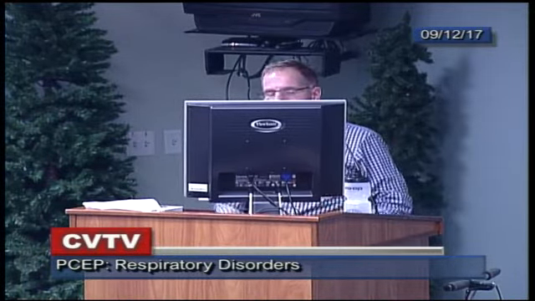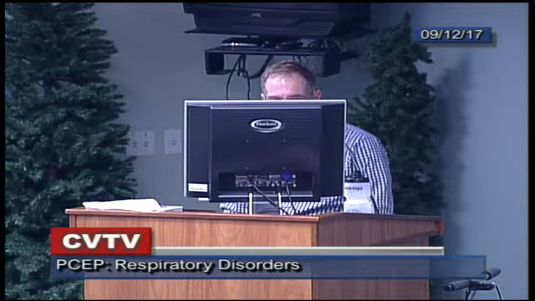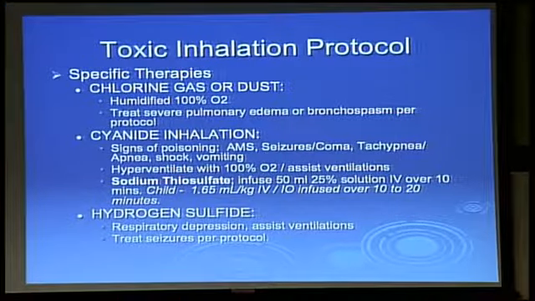So obviously the first step is to protect yourself and to ensure that you're not transporting any potentially toxic materials. Having early contact with medical control or poison control, maintaining the airway, giving fluids if there's wheezing, treating with bronchodilators, and then specific therapies for chlorine gas, humidified 100% oxygen can be helpful because of the airway irritation that you get.